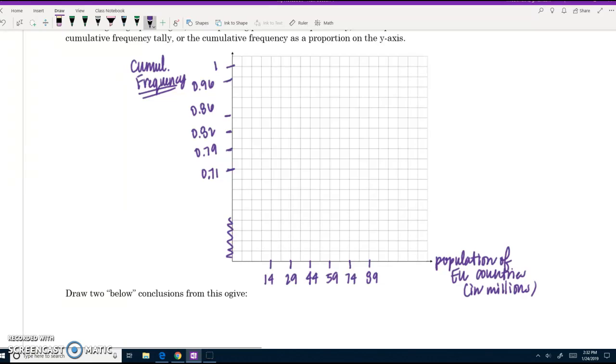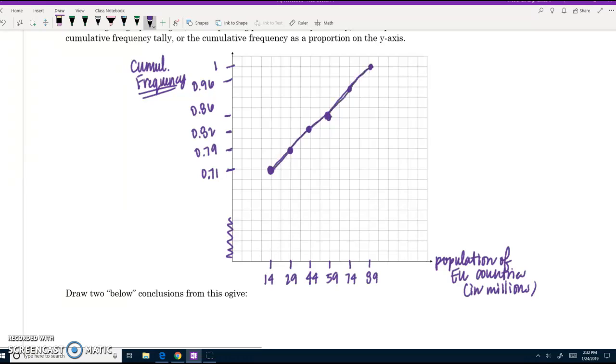Now, with our values, we had 14. That percentage value was 71% or 0.71. 29 was 0.79. 44 was 0.82. 59 was 0.86. 74 was 0.96, so up here. And then 89 was 1. So our ogive looked something like this.